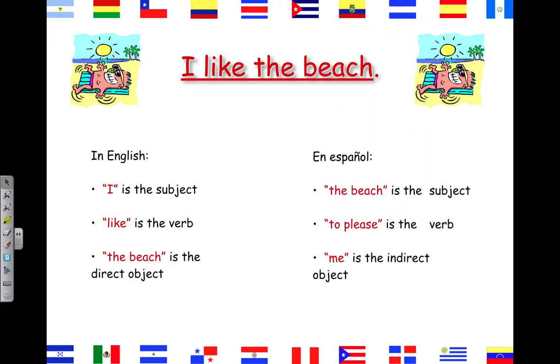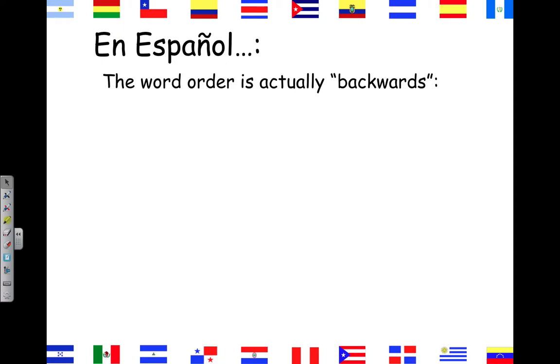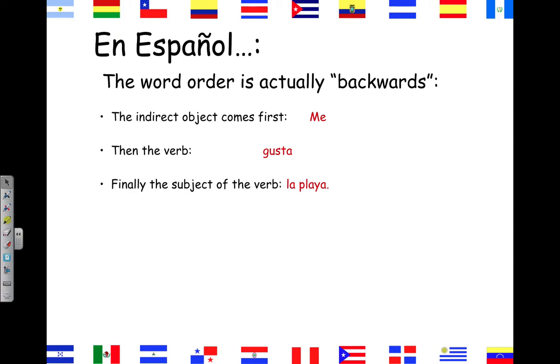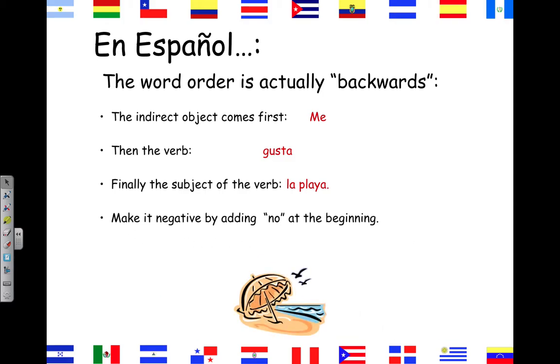In Spanish, however, it's backwards. Beach is your subject, to please is going to be your verb, and me is an indirect object. You don't use I in Spanish. So as I said, the word order is actually backwards, and your indirect object comes first. Normally, an indirect object comes later in your sentence, but with gustar and gustar-like verbs, it comes first. Then your verb, gusta, and then the subject. The subject is going to be found after the verb. Me gusta la playa. To make it negative, put the no in front of me.